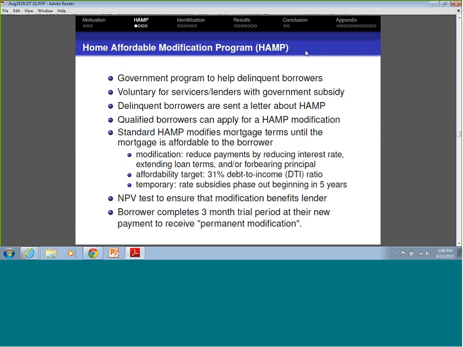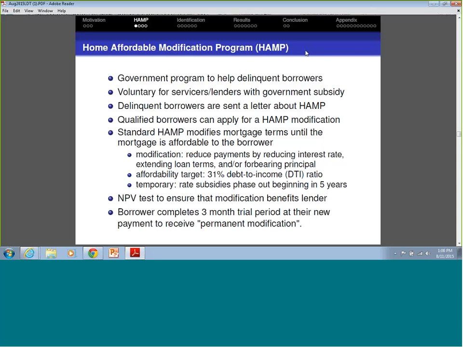Standard HAMP, the first incarnation of the program, reduced everybody's mortgage payment to 31% of their gross income. This included the principal and interest payments and the tax and insurance. It did this through what we call a modification waterfall, in which first the interest rate was reduced, then the term was extended, and then forbearance was used as necessary to achieve the 31% payment target.